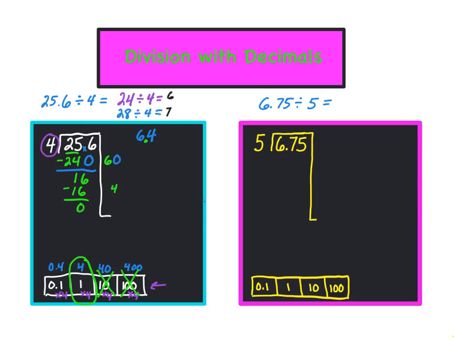Our second problem is 6 75/100 divided by 5. Again, let's start with our magnitude estimate.